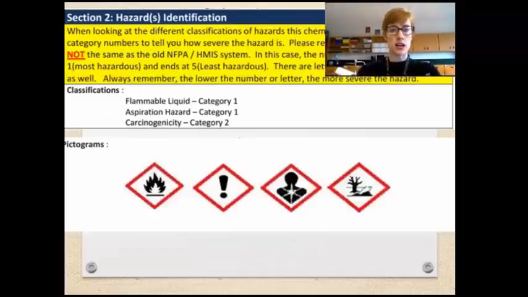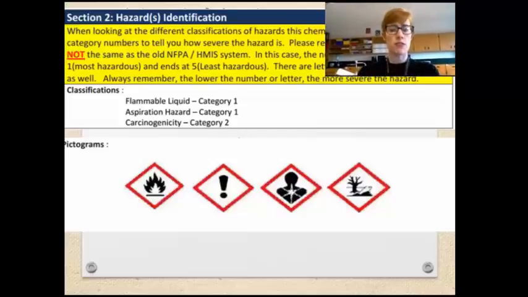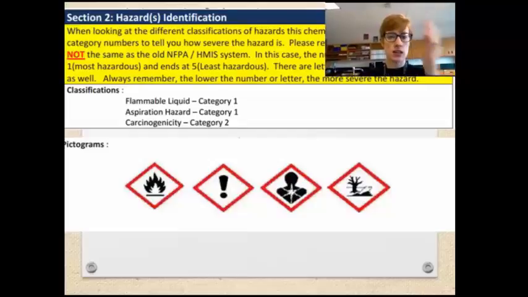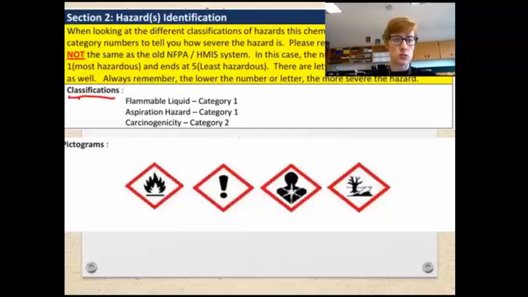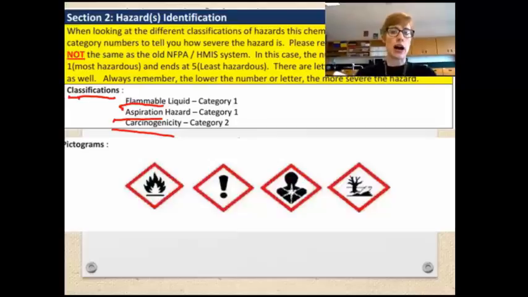Section 2 gives us a ton of information. If I had to tell you one section on an SDS sheet that was the most important section, it would be section 2, because it tells us the hazards specifically that we have to be aware of with this chemical. So the first part of section 2 is right here. It says classifications, and we see that there's different classifications. There's whether something's flammable, aspiration hazard, that just means breathing hazard, and then carcinogenicity, which is how likely this chemical is to cause cancer.